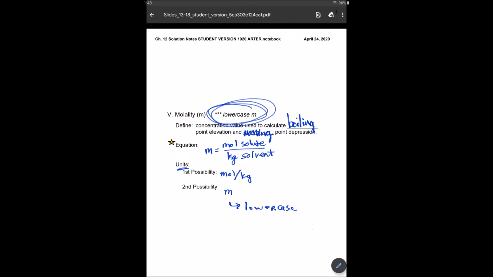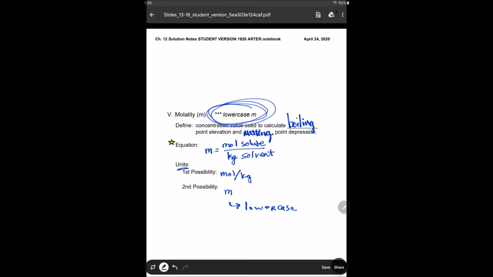A couple more types of concentration here. Today we're going to be looking at molality and a dilution calculation. Molality, lowercase letter m, possible units moles per kilogram. So keep those in mind as you move throughout the scenario here.